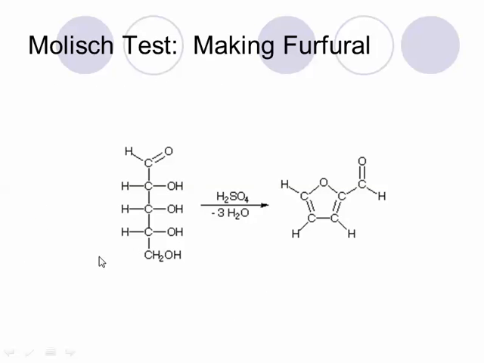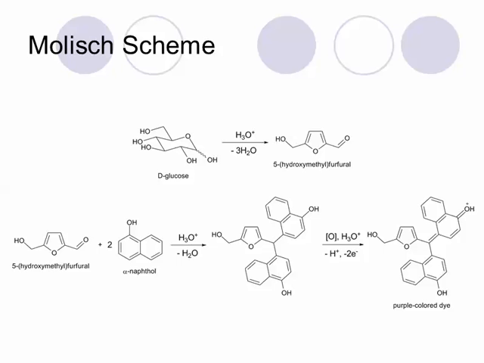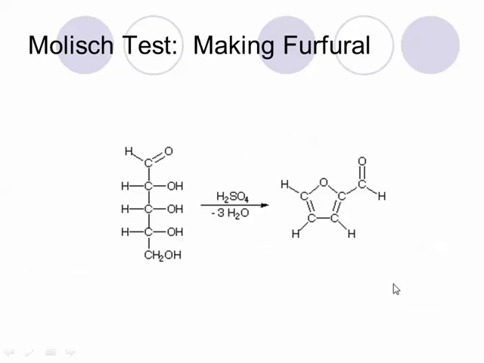Okay, so let's take a look at this reaction. This is the reaction of glucose with sulfuric acid to make this 5-hydroxymethylfurfural, and then this is going to be reacted with a phenolic compound such as alpha-naphthol. We get this structure that we see here in the center, and this structure basically goes down to a purple colored dye, and that is what we see in these test tubes when we do the Molish reagent.